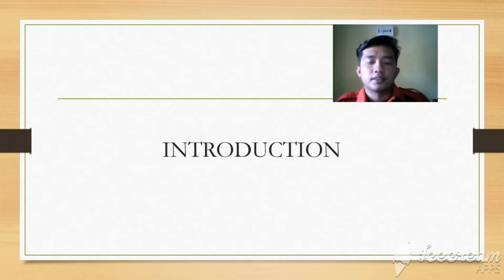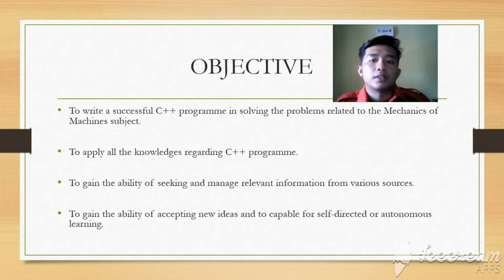So for the introduction, this project is about constructing a system or coding related to mechanic of machines problems. The objectives for this project are, number one, to write a successful C++ program in solving problems related to the mechanic of machines subject, to apply all the knowledge regarding C++ programming, to gain the ability of seeking and managing information from various sources, and lastly, to gain the ability of accepting new ideas and to be capable of self-directed or autonomous learning.